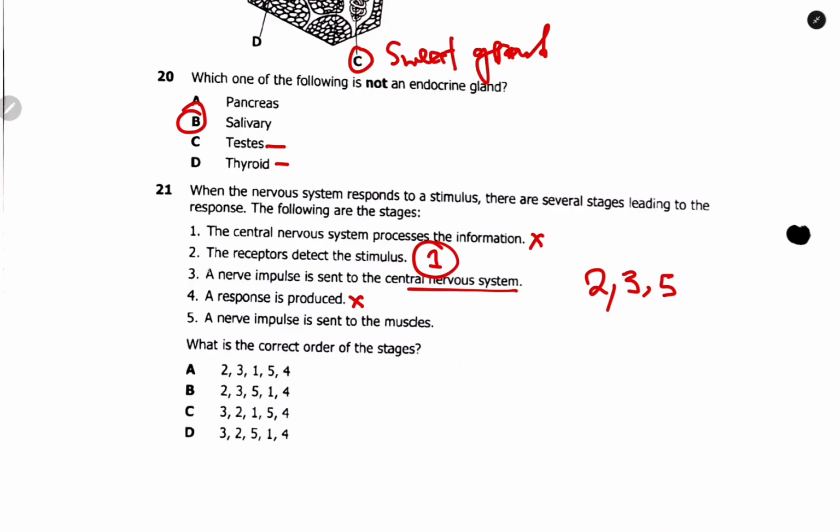Then of course, when it is sent to the muscles, the central nervous system processes the information. So please, before the muscles, we need to look at the central nervous system processing, which is 1. Then it is sent to the muscles, then the response is carried out. So we need the answer with this order: 2, 3, 1, 4. So the answer is A.